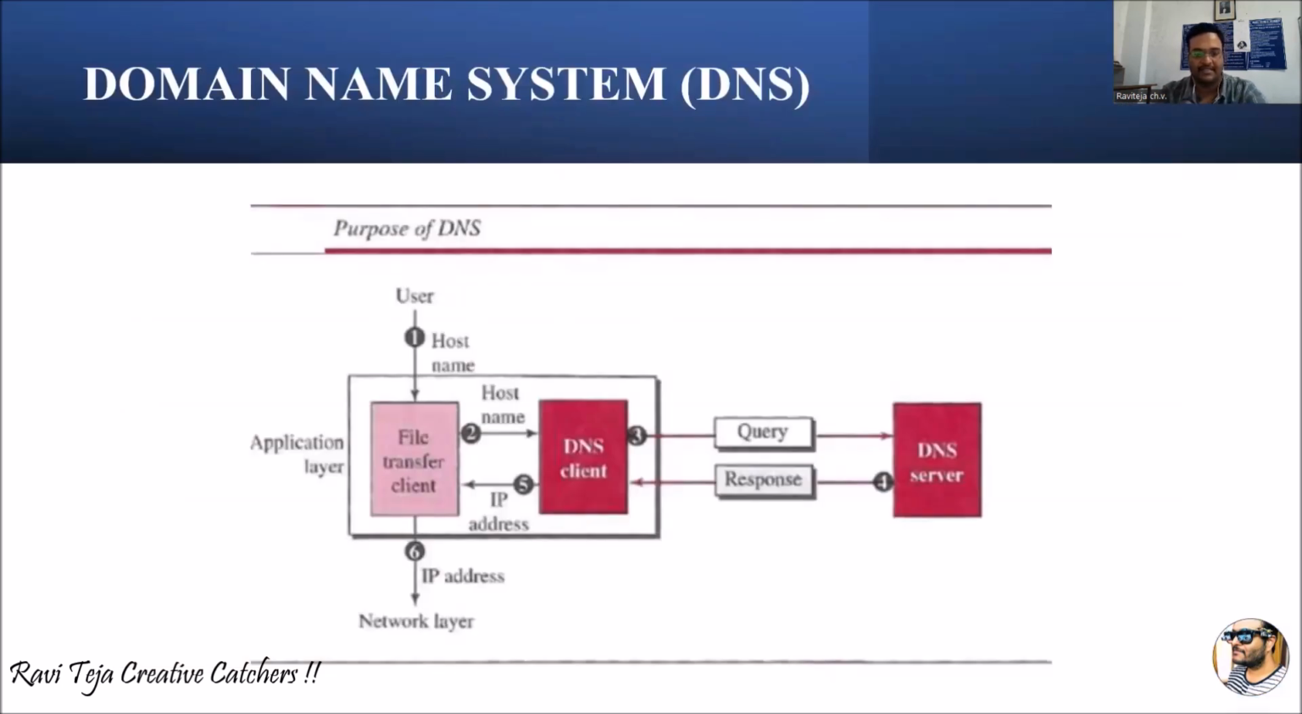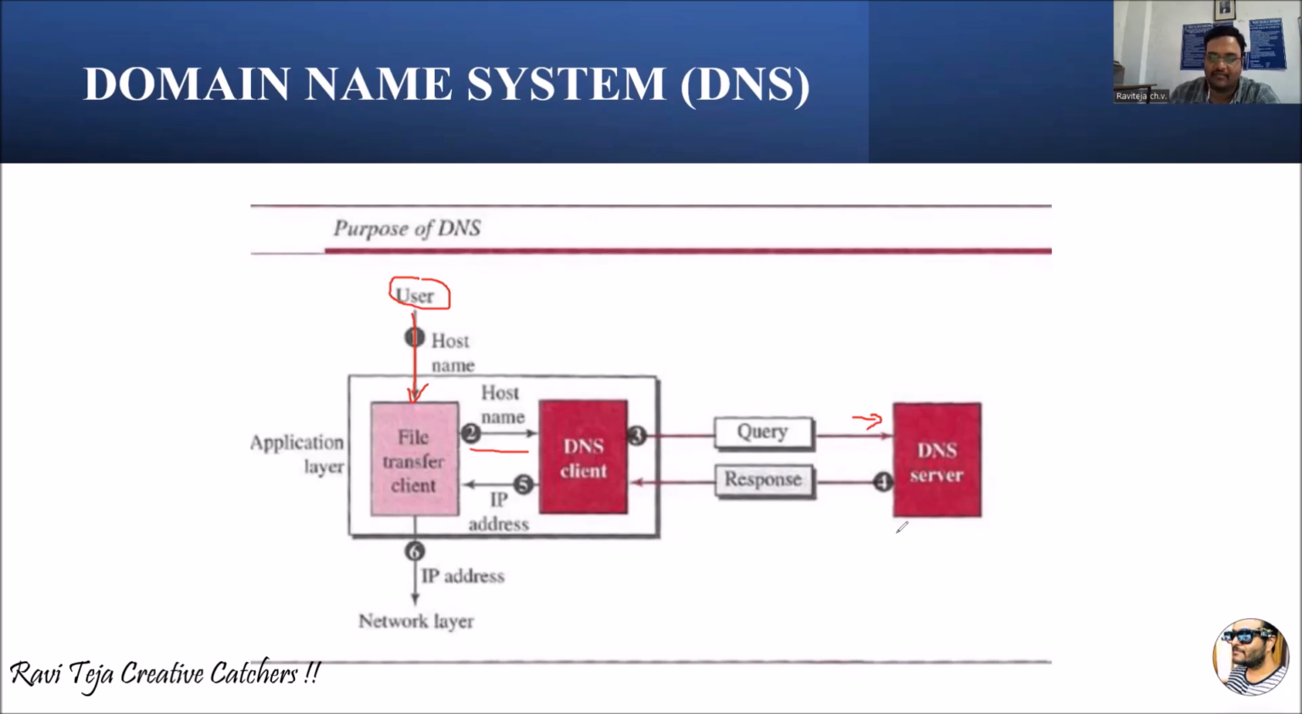This is a basic block diagram of a DNS. If you see over here, there is a user with a host name who goes to the file transfer client. From here, it is connected to the DNS client. From the DNS client, it goes to the server in order to fetch the data from the server.